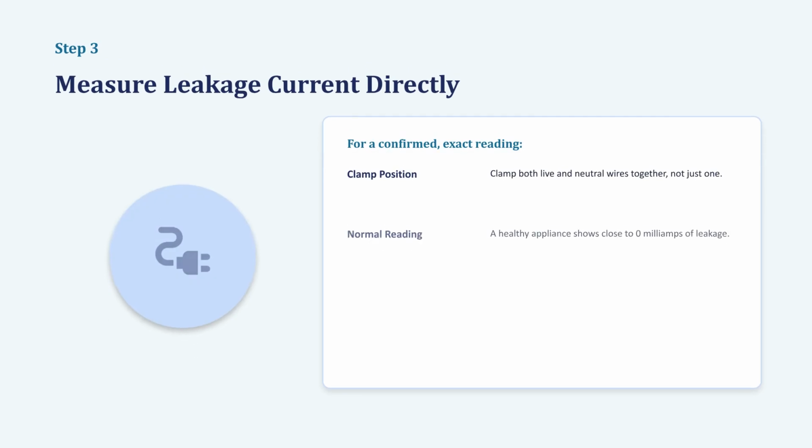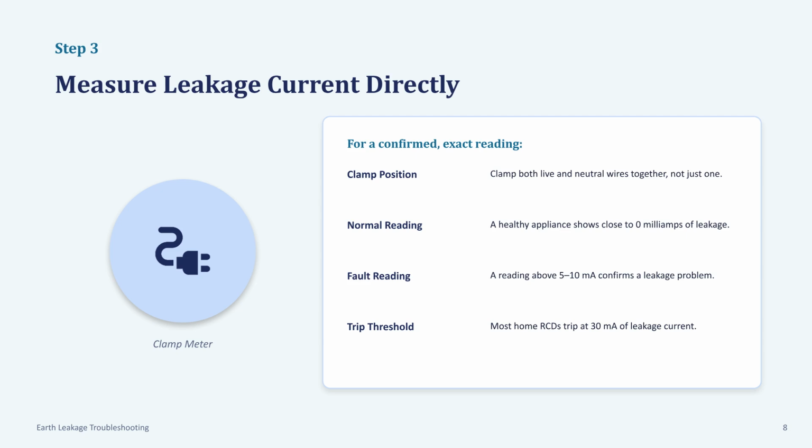For a precise reading, use a clamp meter around both live and neutral wires together. A healthy appliance reads near zero. Any steady reading above 5 to 10 milliamps indicates an insulation issue, even if the RCD hasn't tripped yet.